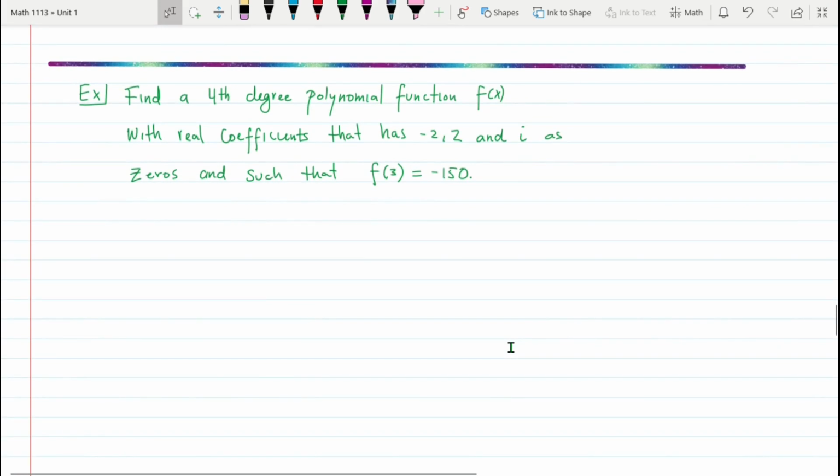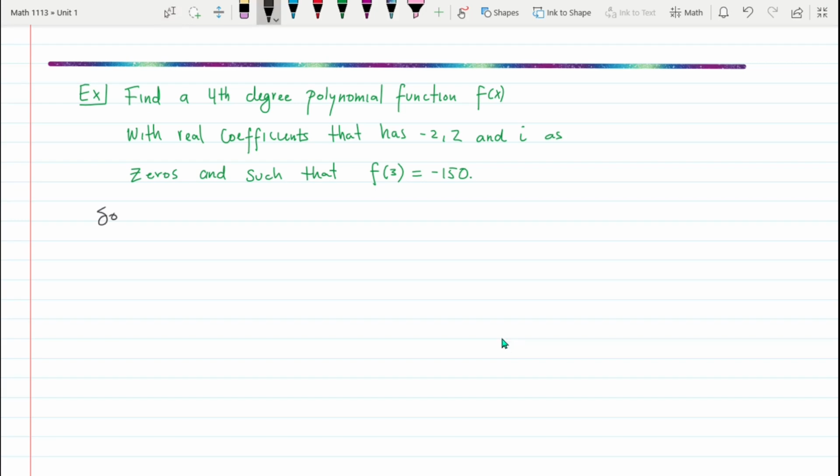Here is a different type of problem that you could encounter. We are being asked to find the fourth degree polynomial function that has real coefficients and also has -2, +2, and i as zeros of that polynomial, such that when you plug in 3, f(3) is equal to -150. So what we are being asked to do is build this polynomial altogether. We know that it has 4 roots possibly, because it's a fourth degree polynomial. So how do we do it?